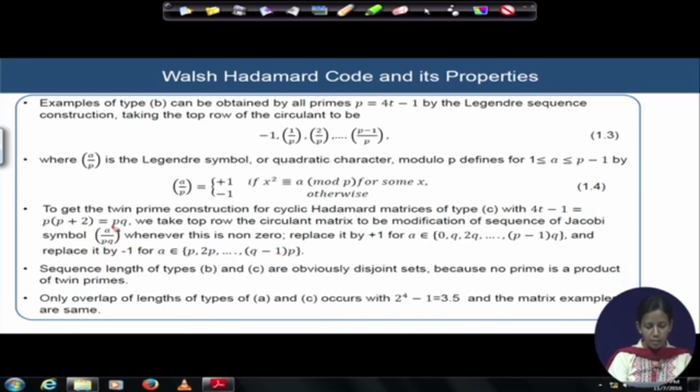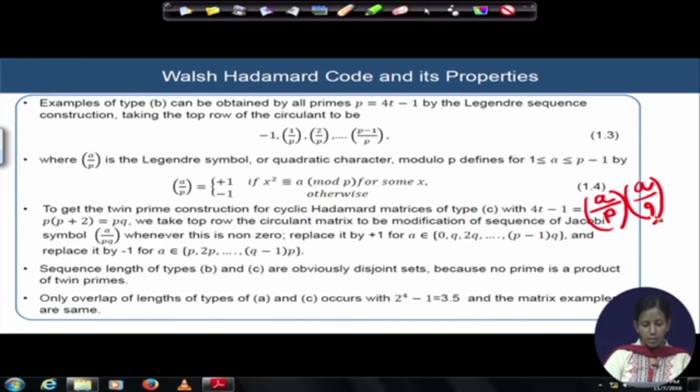Remember, if the symbols are completely independent, this P and Q are independent, and their GCD is equal to 1. In that situation, this Jacobi symbol can also be written as (A by P) into (A by Q), I mean the multiplication of the two Legendre symbols.